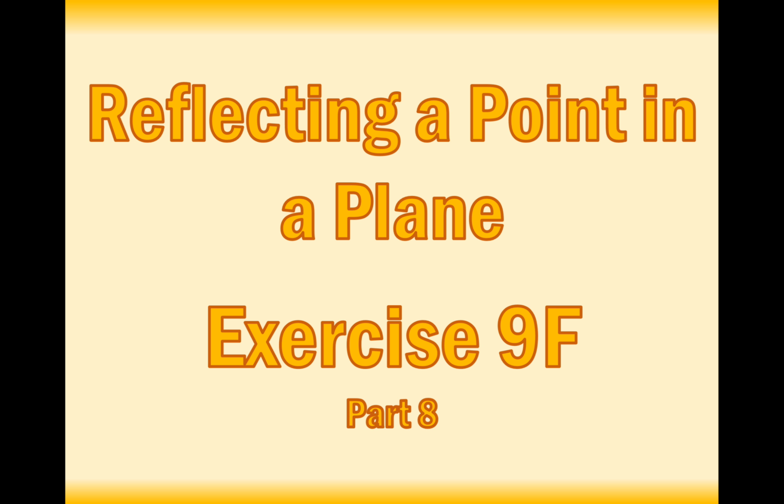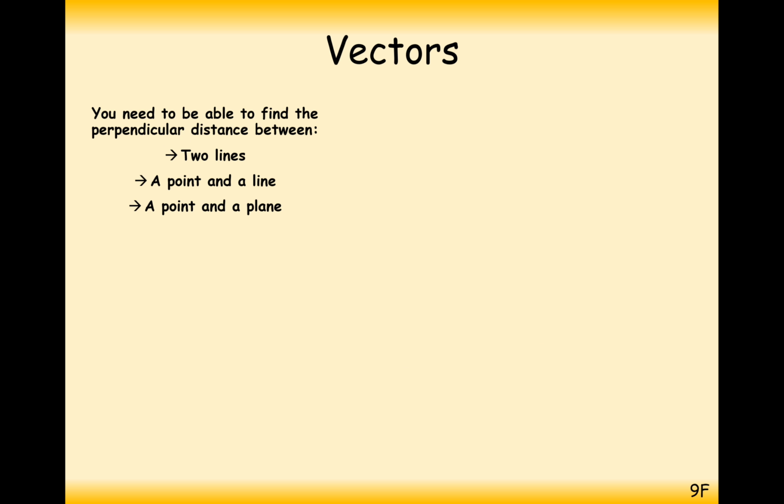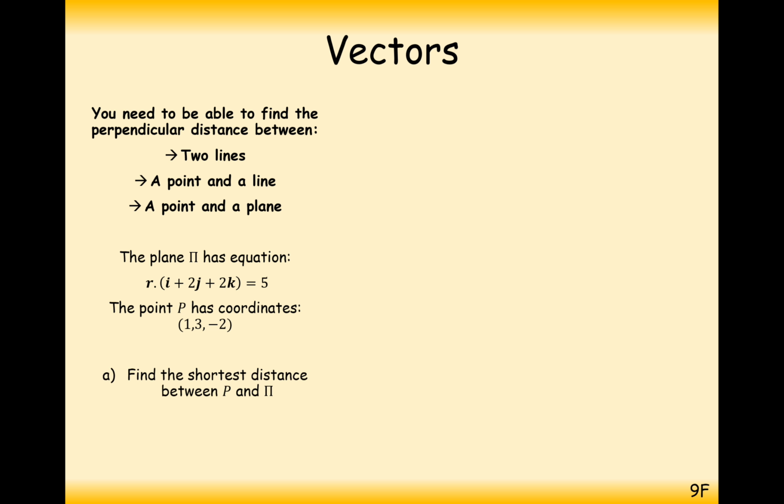Here we're going to see how we reflect a point in a plane so we can answer questions from exercise 9F. So quite a difficult calculation this. Let's get started on a question. So we have a plane which is r.(1,2,2) = 5 and we have a coordinate (1, 3, -2).